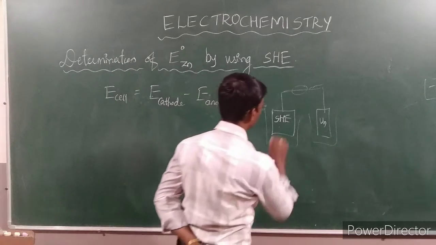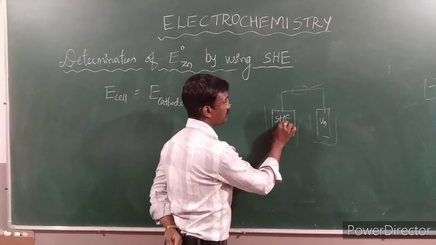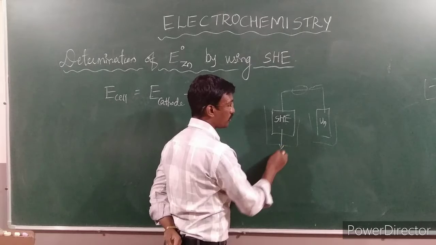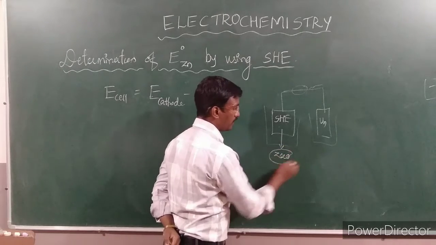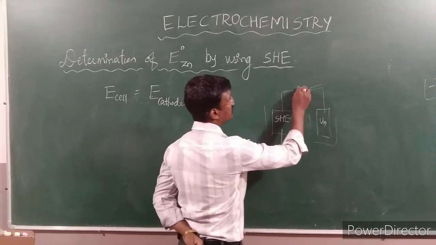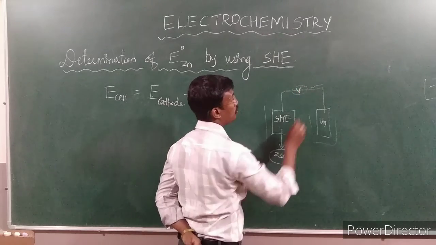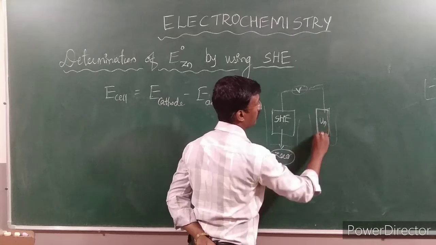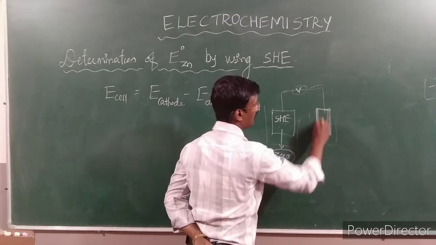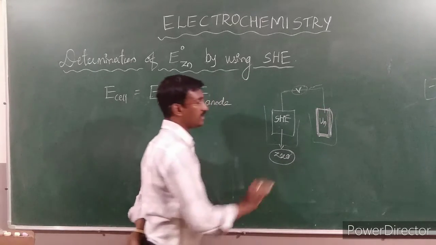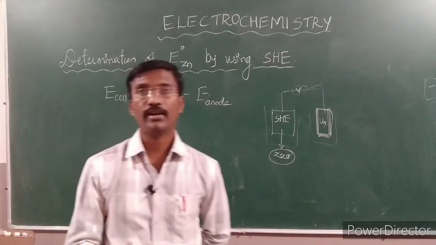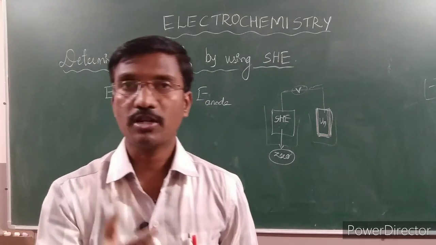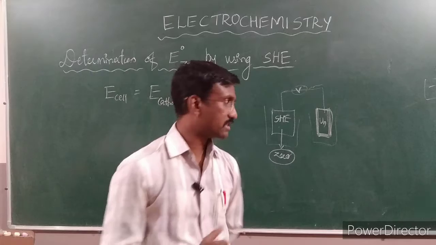Here the electrode potential of this SHE is considered as 0. It has the value 0. How much voltage is generated here? The total value is the value of this unknown electrode potential. This is how we calculate the electrode potential of another electrode by using the SHE.